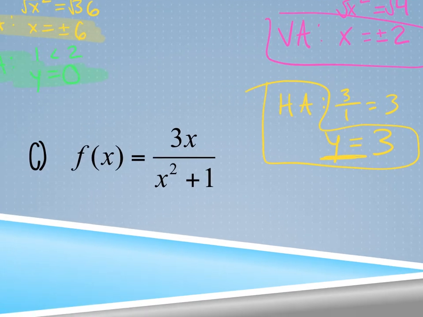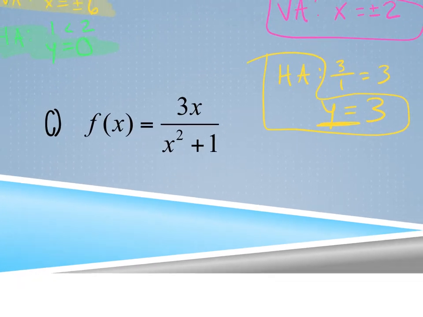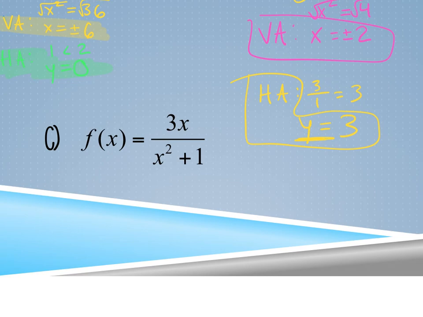All right, let's look at C. What do we do to find our vertical asymptote? Set the denominator equal to 0. So we get x squared is equal to negative 1. Since you're going to be working with imaginary numbers, we just don't do it.